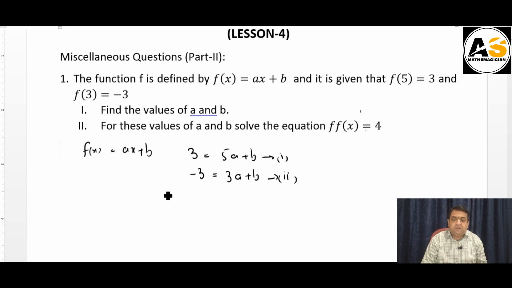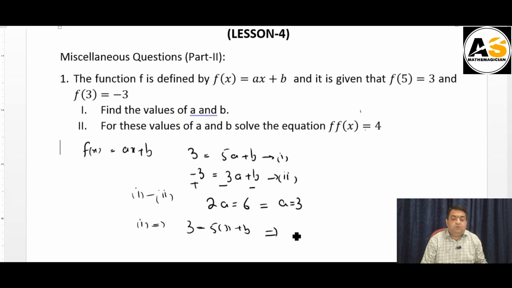For that, I am subtracting equation number 2 from equation number 1. This will be the procedure. b will be cancelled out. 5a minus 3a is 2a and 3 plus 3 is 6, which will give me a is equal to 3. By putting a equal to 3 in either of these two equations, we will easily get the value of b. I am using equation number 1 again. 3 is equal to 5 into 3 plus b, which implies b is equal to 3 minus 15, which is minus 12. So what is the value of b? Minus 12. And what is the value of a? 3.